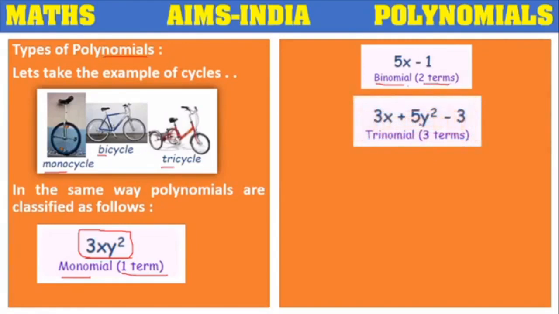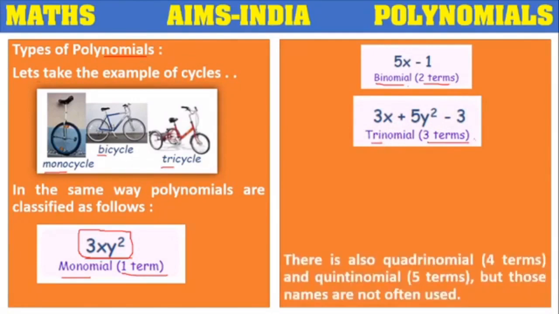Next, 3x plus 5y square minus 3. Here, three terms are there. So that's why it is called a trinomial. An expression having three terms. This is also an example of a polynomial.